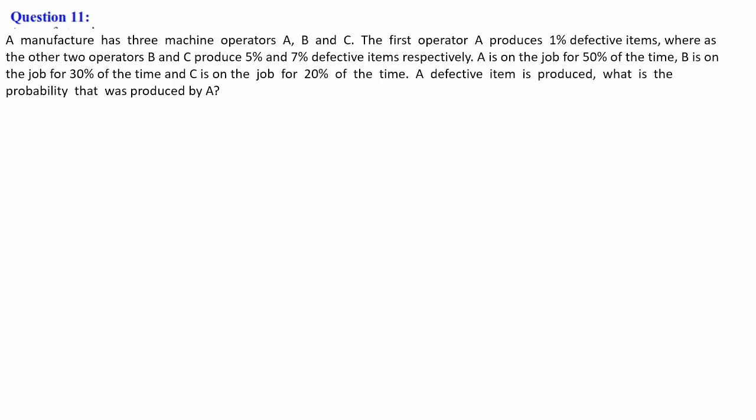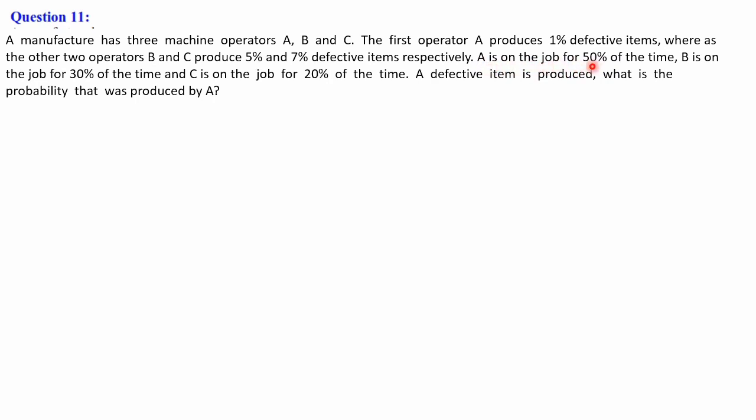Here they are mentioning 3 machine operators A, B and C. The first operator A produces 1% of the defective items, whereas the other 2 operators B and C produce 5% and 7% of the defective items. And A is on the job, which means the probability, if you take A, B, C as E1, E2 and E3, this is the probability of A being on the job.